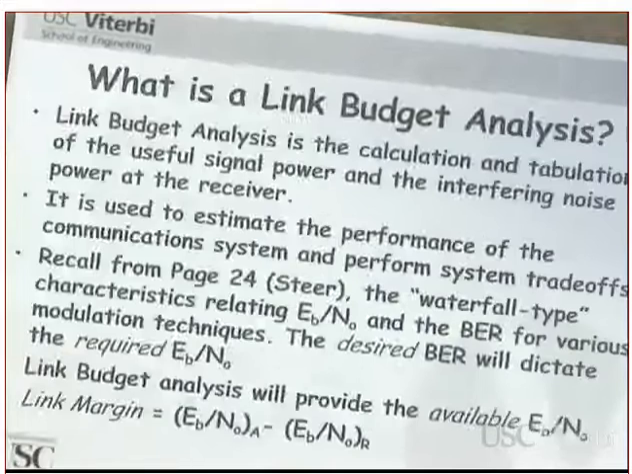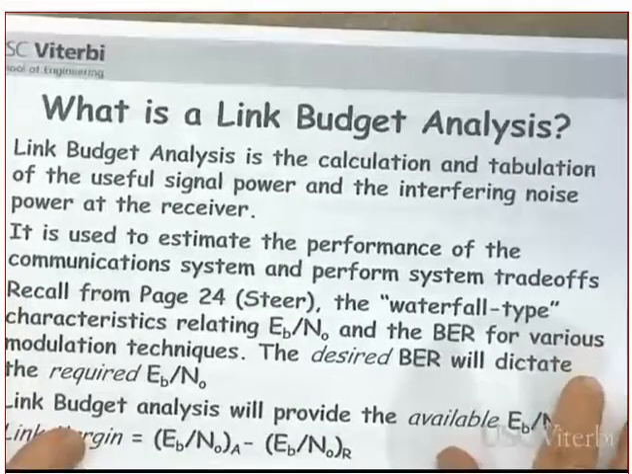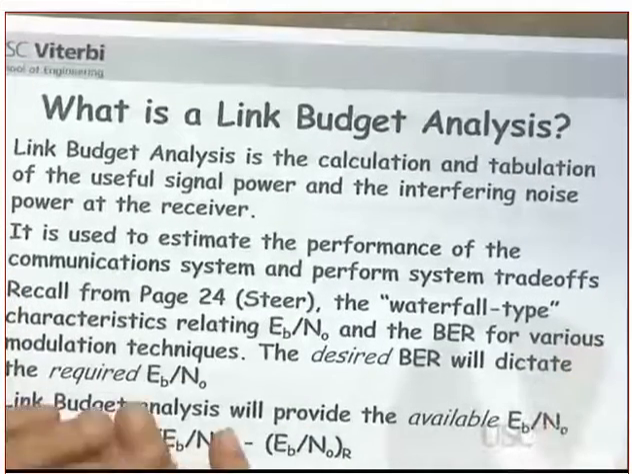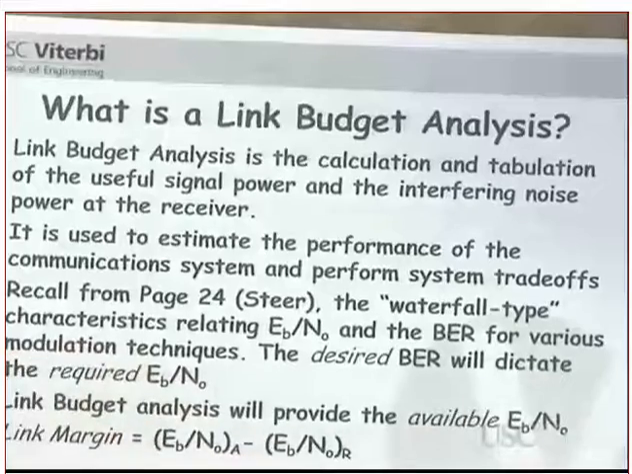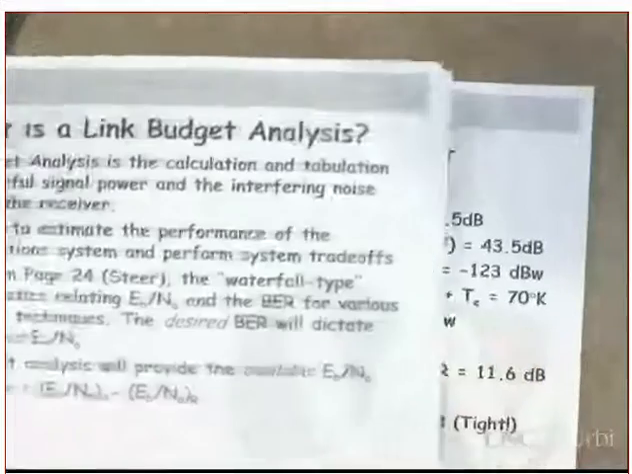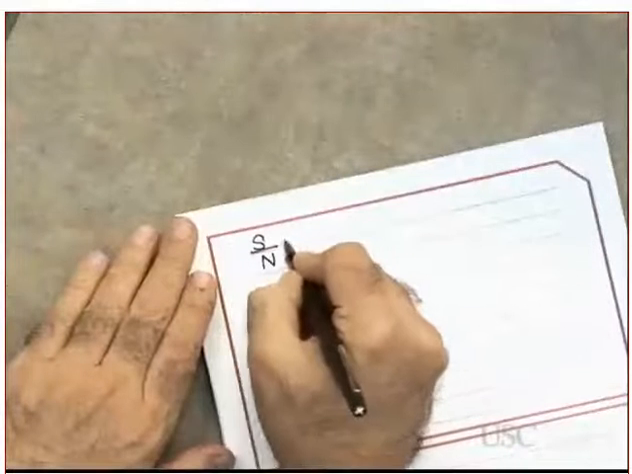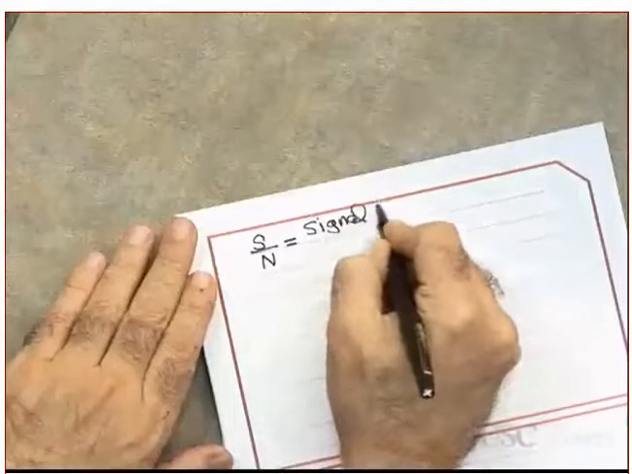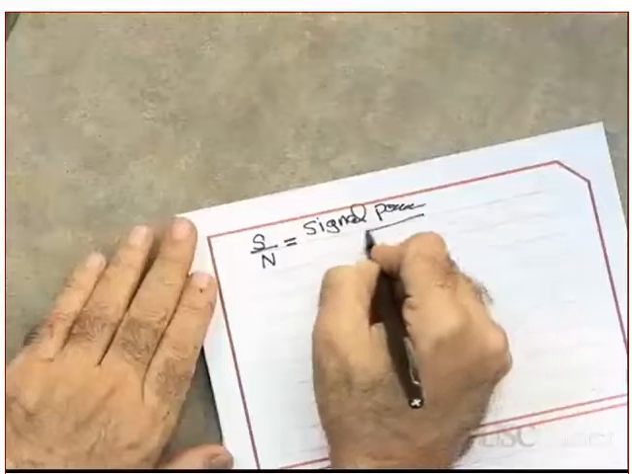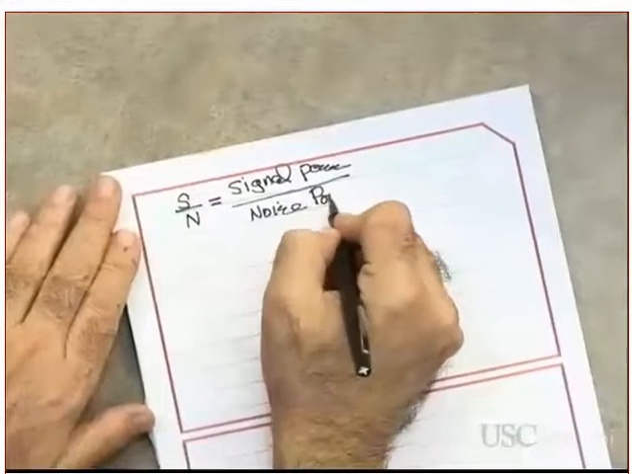Clear? Okay. Let's understand first of all, what is a link budget analysis? First of all, I'm going to introduce a new symbol right now, which we have not used so far. So far, we have been talking about the signal to noise ratio. What is the signal to noise ratio? Signal power divided by the noise power.